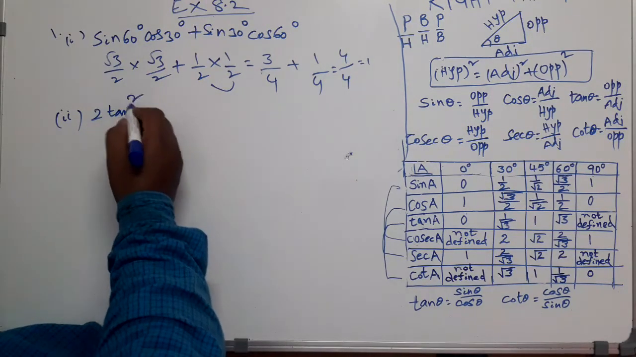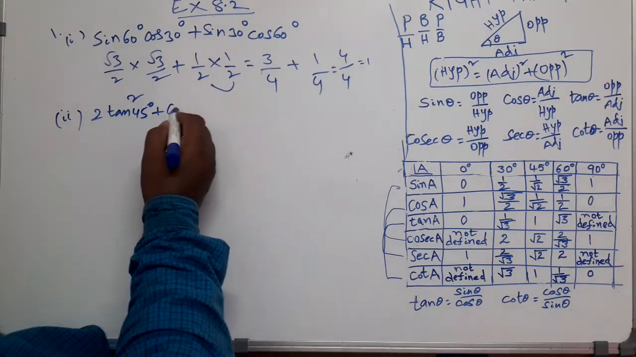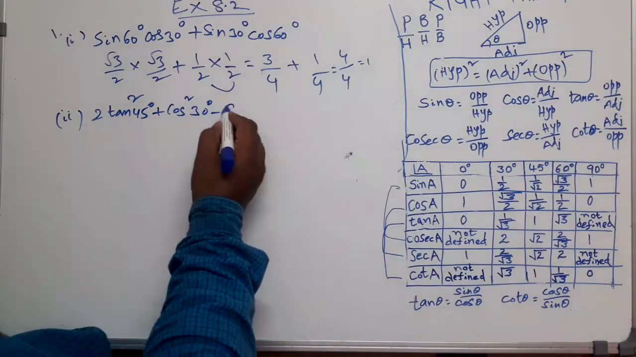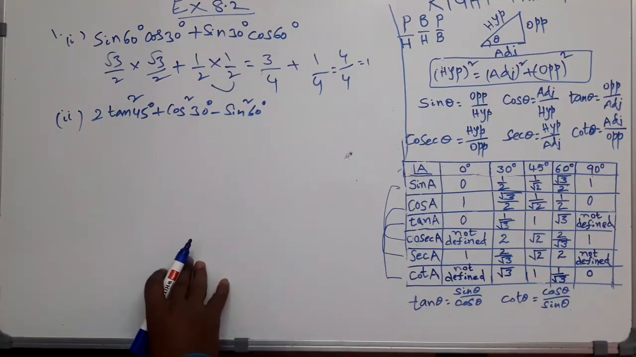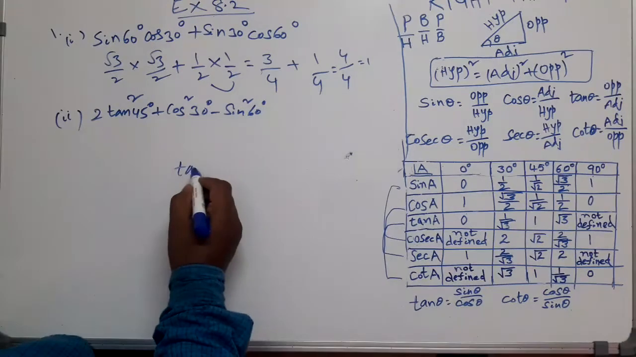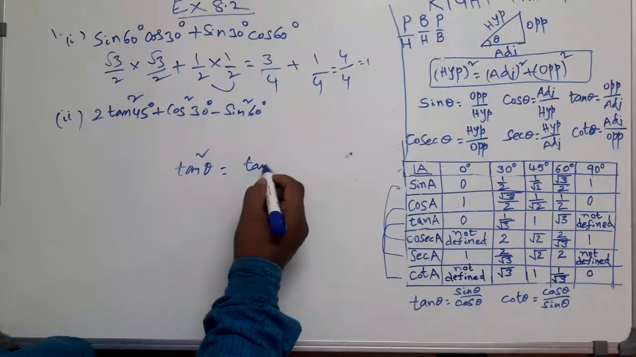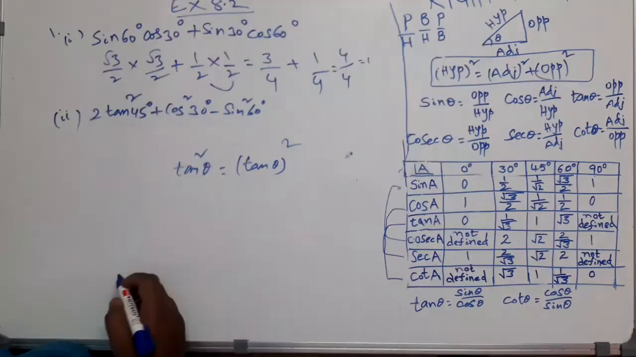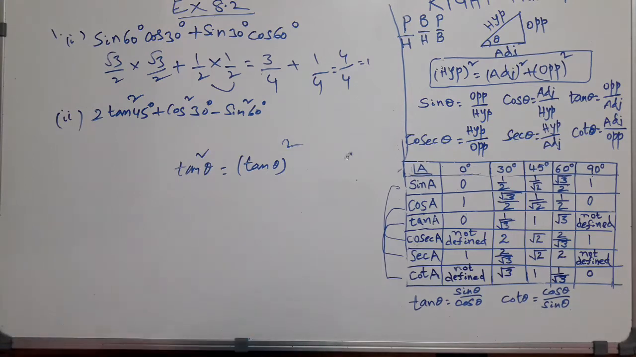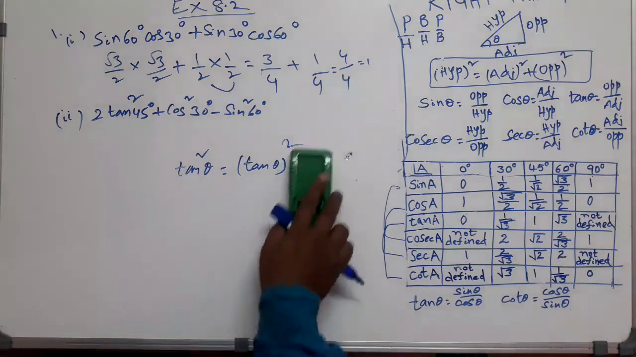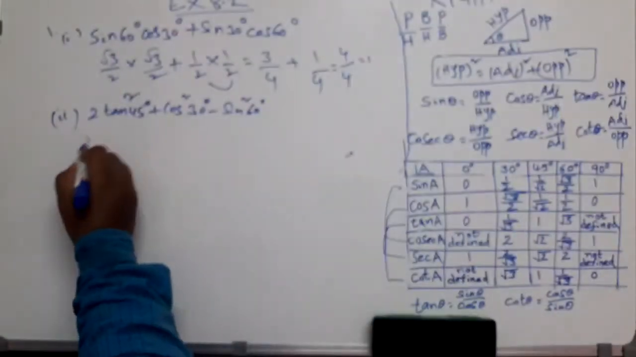2 tan square 45 degrees plus cos square 30 degrees minus sin square 60 degrees. That is the question. See, what is this tan square theta? This is tan theta whole square. Is it not? Yes. Tan square theta is tan theta whole square. Now tell me, what is tan square 45 degrees? Yes. Tan square 45 degrees is tan 45 degrees whole square. What is tan 45 degrees? See this. Tan 45 degrees is 1.